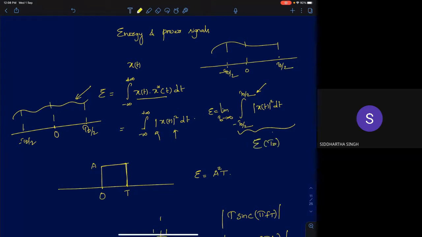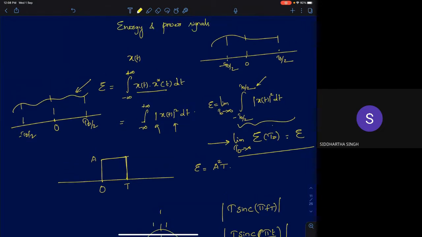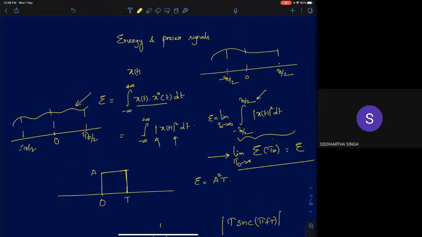Now, why am I defining this? It will become more clear when we go to power of a signal. So E of t naught in the limit t naught tends to infinity will converge to the energy of a signal. So this is an energy of a signal. In fact, for what signals do we define energy? Energy is defined for those signals for which this integral converges. So this integral should be less than infinity. It should converge to a finite value.